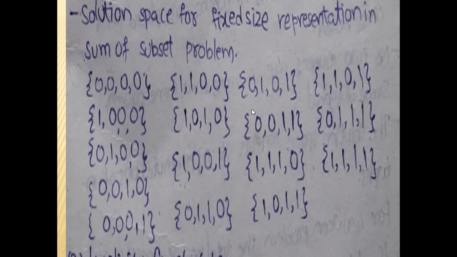Here the solution is represented by either 0 or 1. The elements which are considered in the sum are represented by 1, and the elements which are not considered in the sum are represented by 0. The total number of possible solutions is 16, the same as in the previous variable size representation. The 16 solutions are represented by a solution space tree.